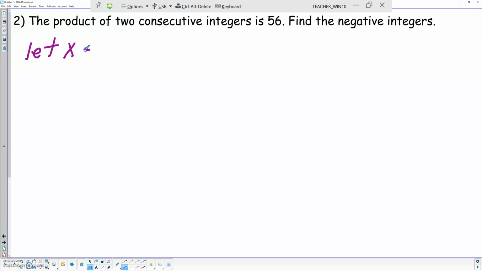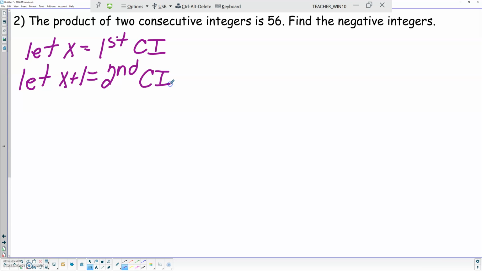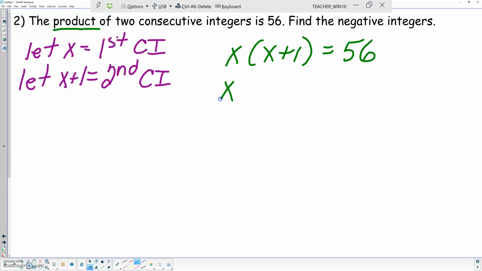So we always let x equal the first consecutive integer, and then x plus 1 represents the second consecutive integer. Okay, so the product of the two integers is 56. So again, product is multiplication. So x times x plus 1 equals 56. Okay, so we're going to distribute. So we get x squared plus 1x equals 56.